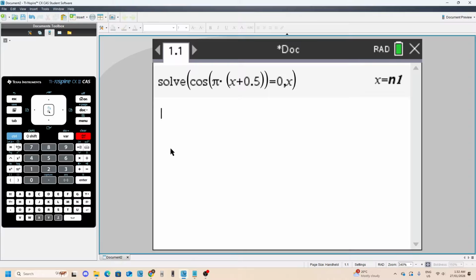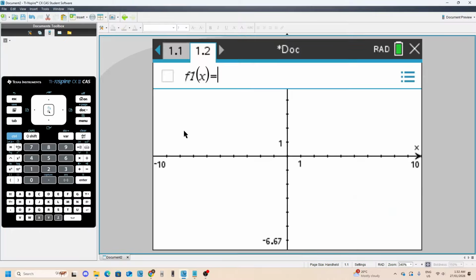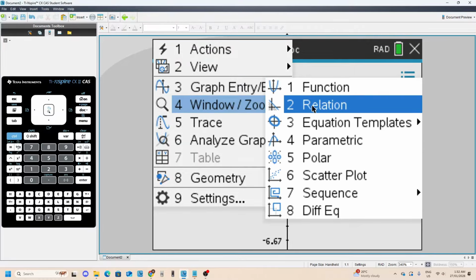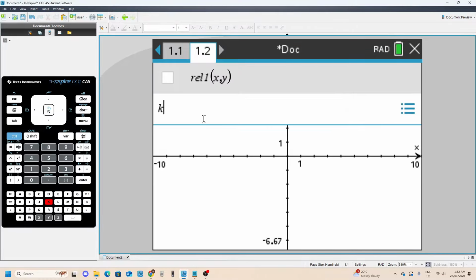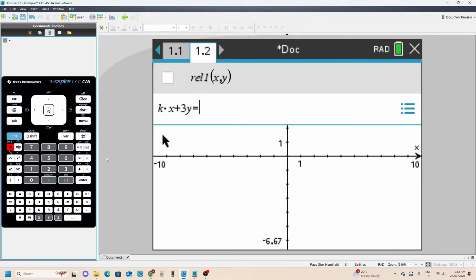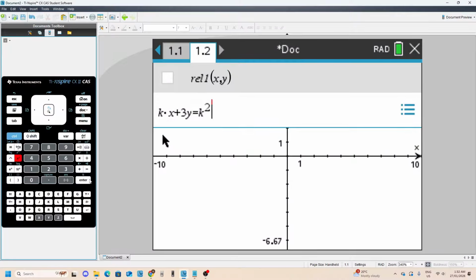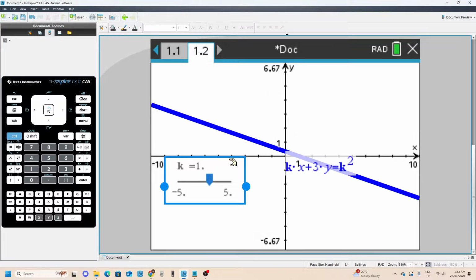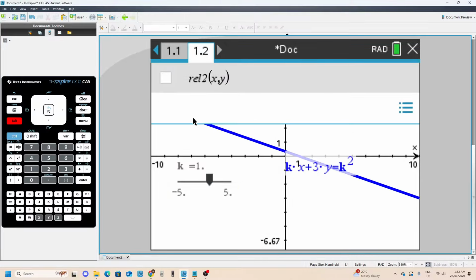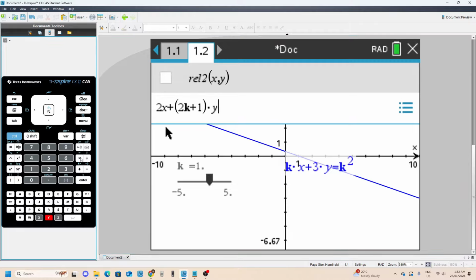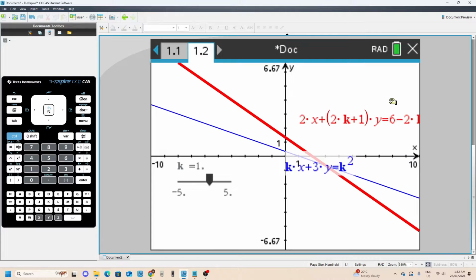So what I am going to do is go on CAS and go on graph. Now I'm going to just go on graph interrelation. I'm going to write the first function: kx plus 3y equals k squared. So this is the first one. Of course, I'm going to have a slider. Done, that's the first one. And the next one is 2x plus (2k plus 1)y equals 6 minus 2k. Enter, and there it is. So these are two functions there.